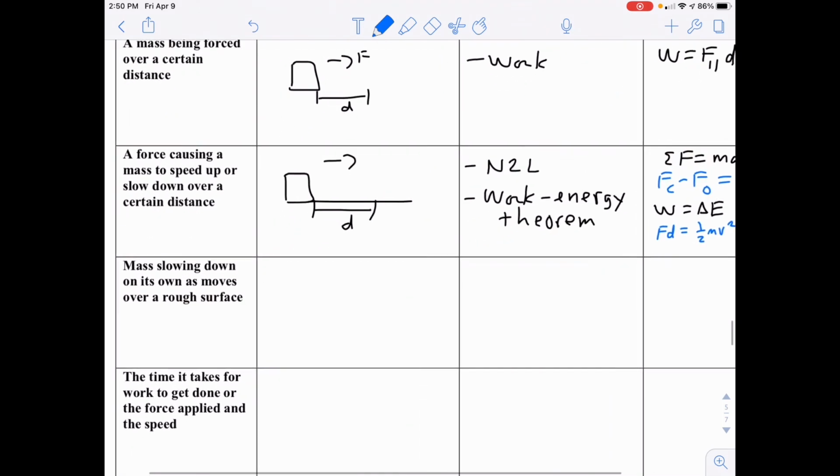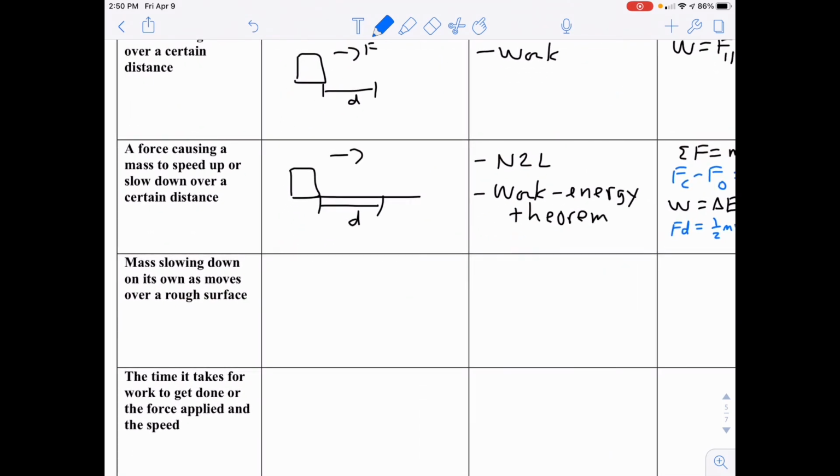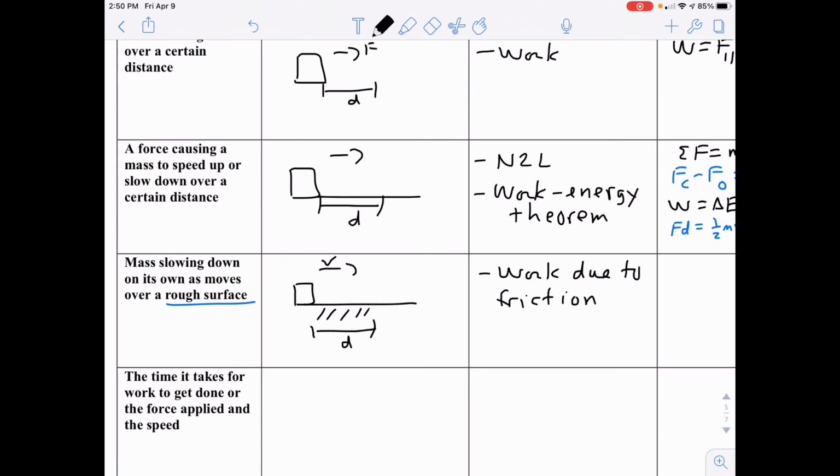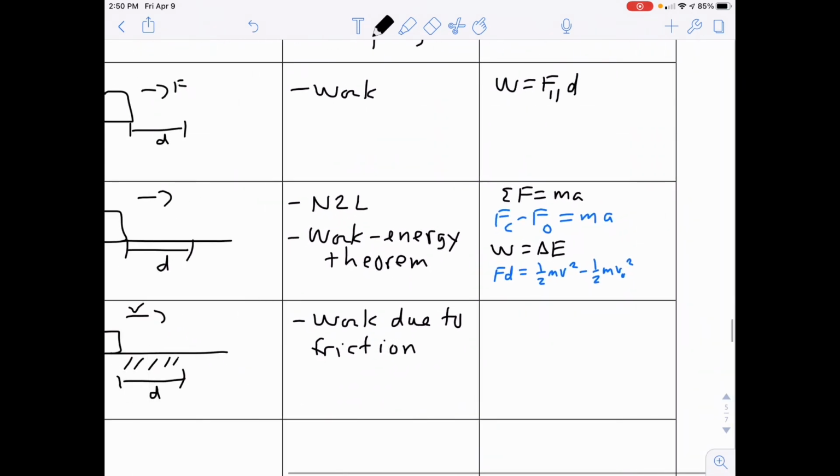What if we have a mass that's slowing down on its own as it moves over a rough surface? Well, if it's moving over a rough surface, friction is the thing that's causing it to slow down. So it's moving this way with velocity, but it encounters a rough patch over some distance d. That right there would be specifically the work due to friction. And it's the same formula that we encountered before. Okay, work due to friction.